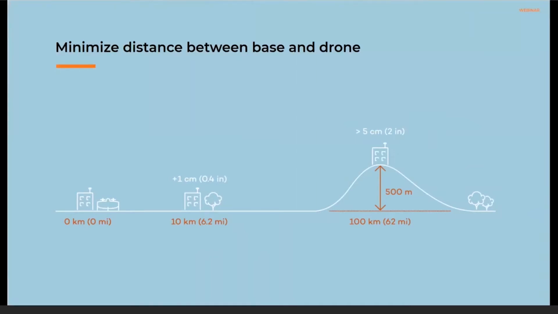So you want to make sure that the base station is as close as possible to your flight area. And we can roughly say that every 10 kilometers you will lose 1 centimeter of accuracy. And also the height difference from the base to your flight area is very important for the accuracy.